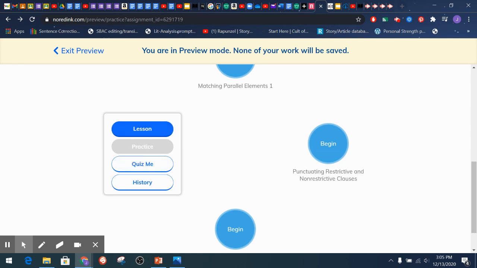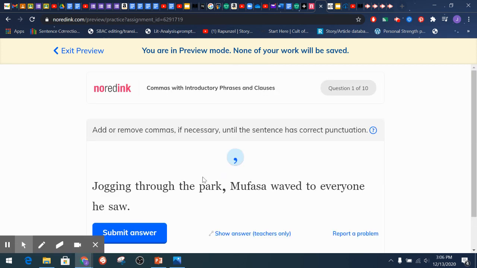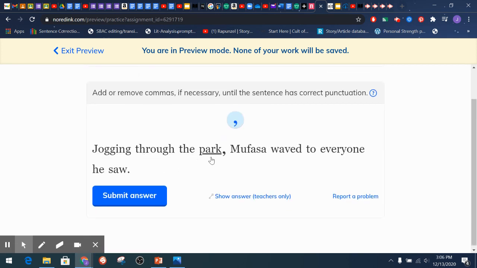Let's go ahead and look at the practice if it will let me. We'll go to the quiz. All right, jogging through the park. We have a gerund phrase here at the beginning. This is telling us an action that's happening somewhere, but what needs to be, it's modifying something.